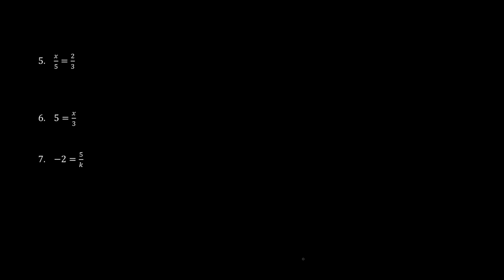Moving on to question number 5, let's try cross multiplying. So we multiply 3 times x, 3x, is equal to 5 times 2, which is 10. Dividing both sides by 3, we get x equals 10 over 3. For number 6, we're going to multiply both sides by 3. So we have 15 is equal to x. By multiplying by 3, the denominator 3 disappears.